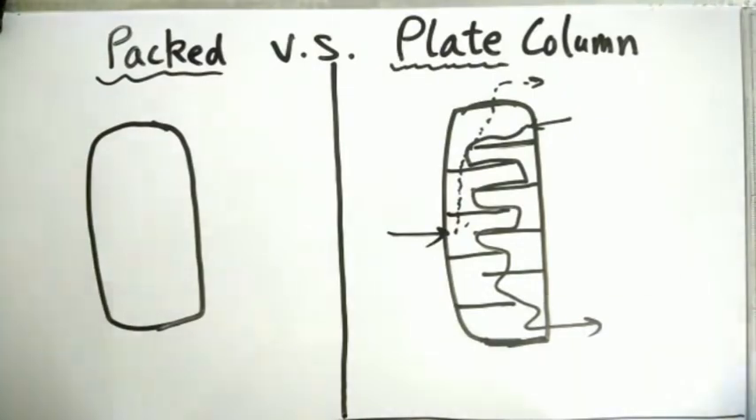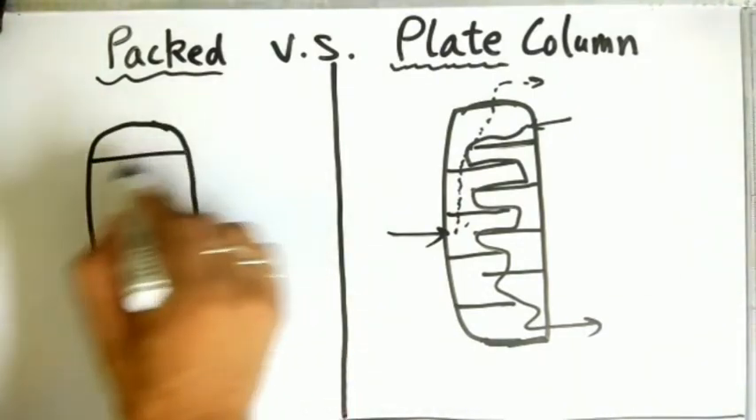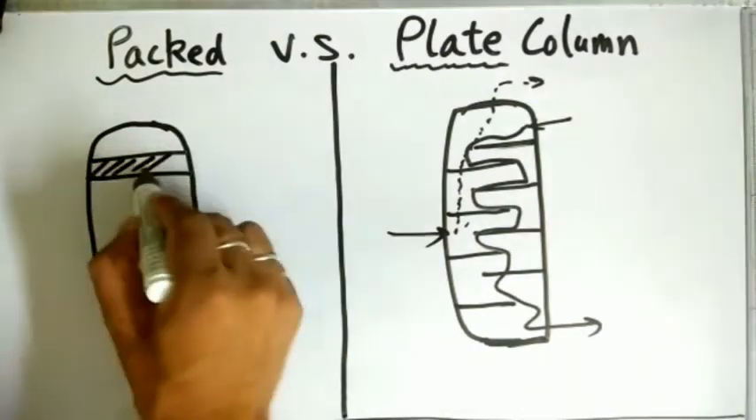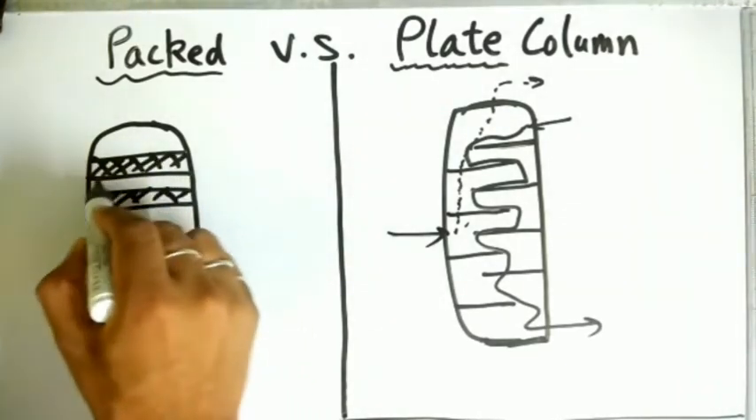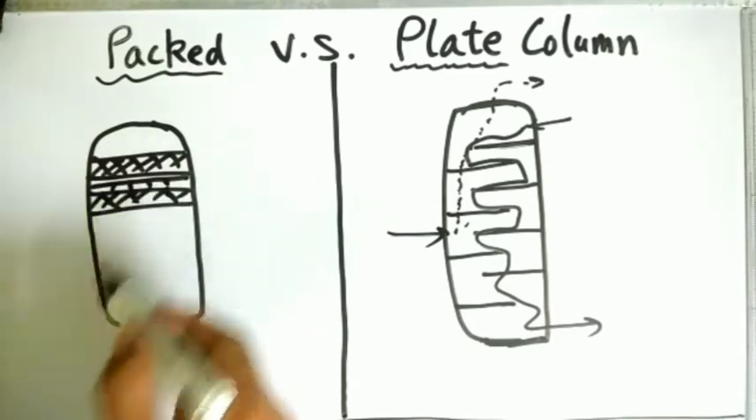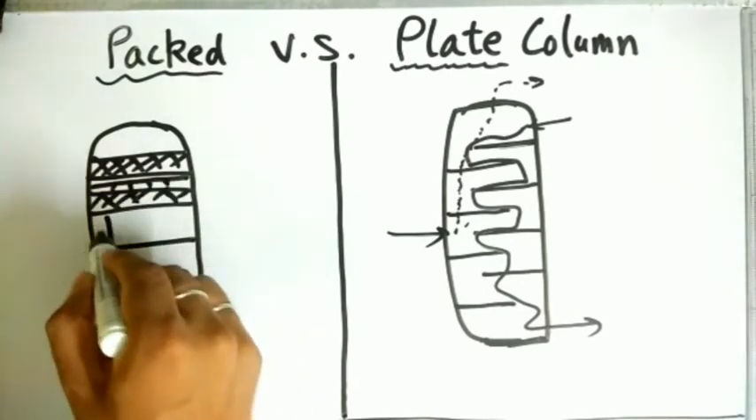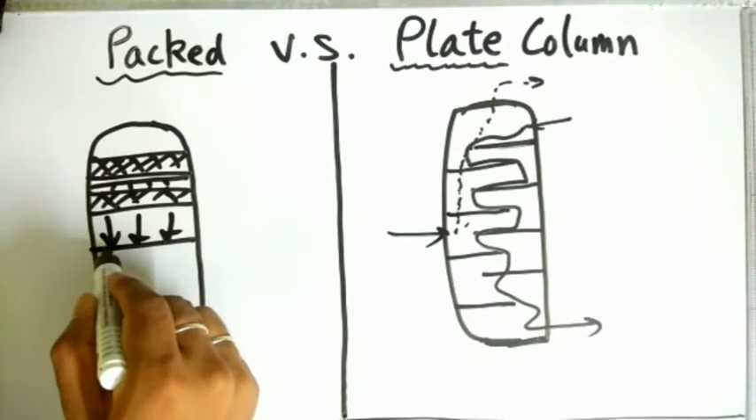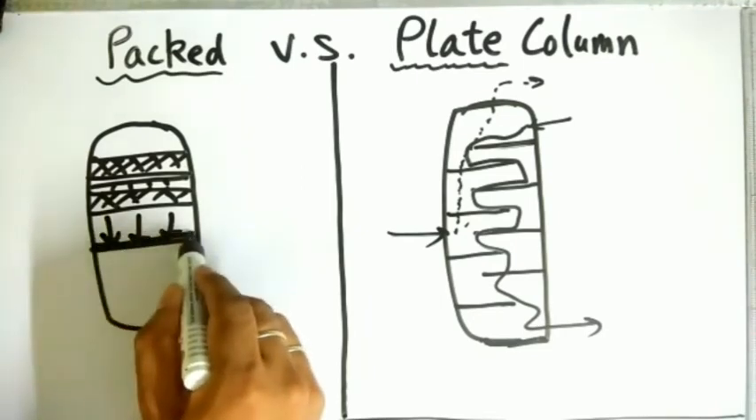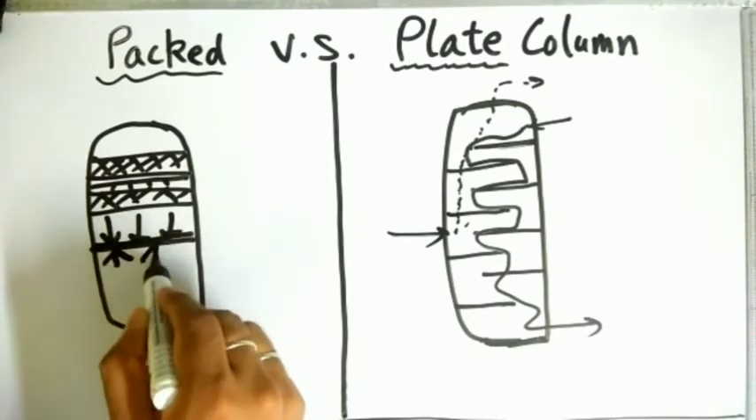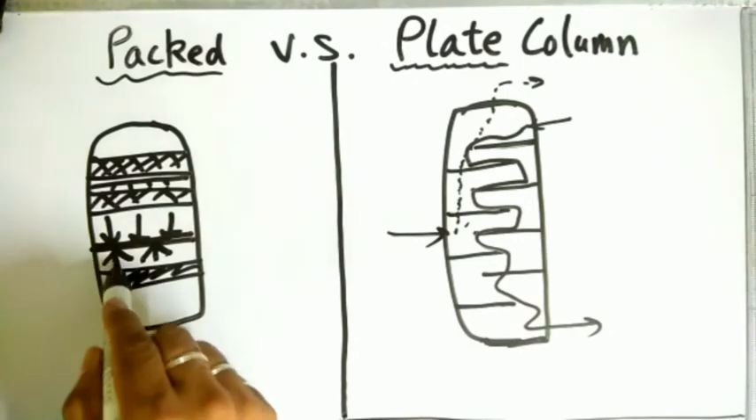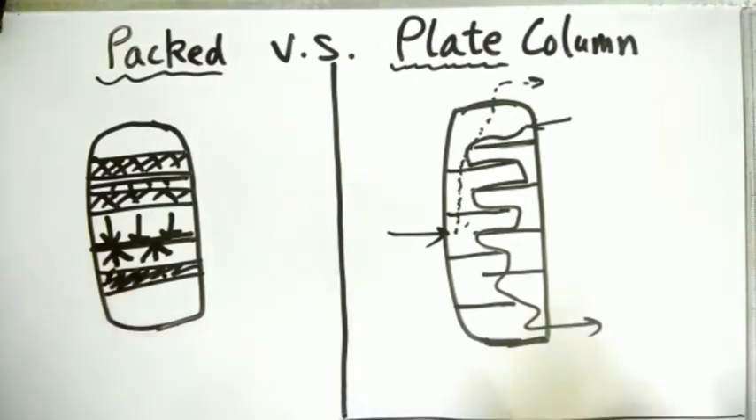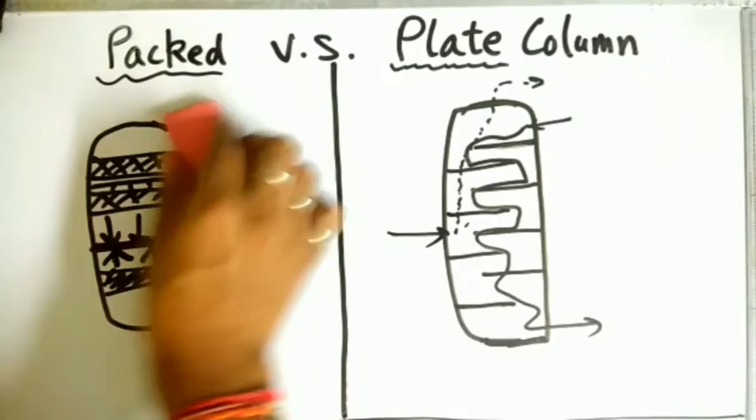And for the packed column, there is a packing. Then there is again packing. There is a redistributor. What is a redistributor? Whatever liquid comes here forms a layer and is redistributed in all directions, equally and evenly, so that the packings get every side filled with liquid. So that was just the figure-wise difference.